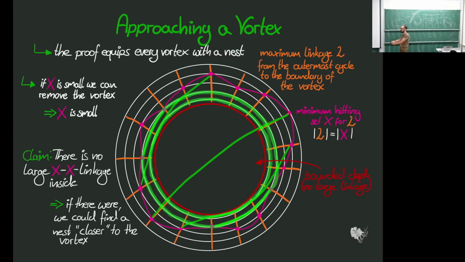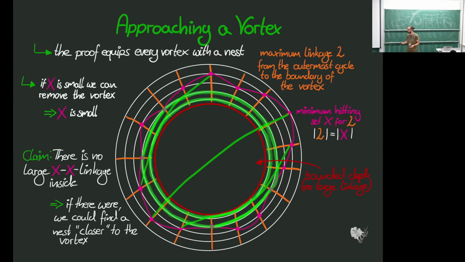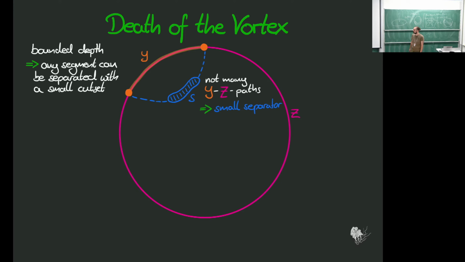Because my graph is finite, this procedure must stop at some point. Whenever I cannot find a large linkage anymore, because each large linkage will allow me to make the nest tighter, thereby slowly removing vertices from the inside, I stop, and then I know the pink curve has bounded depth.